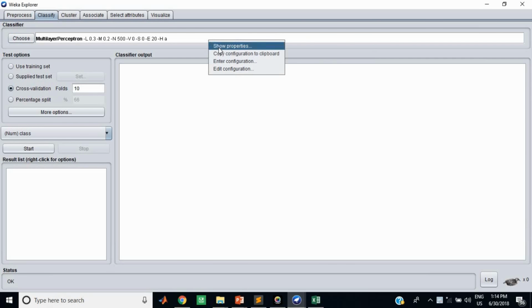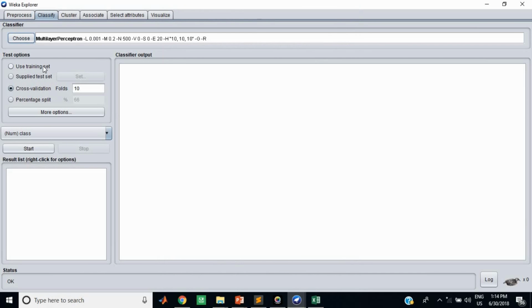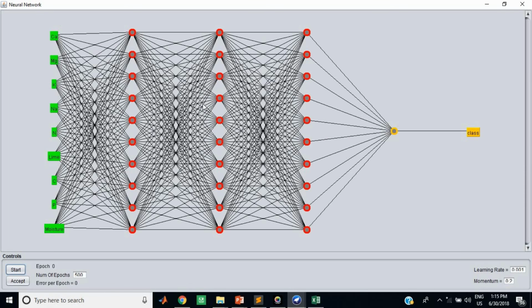So now let's choose the parameters. Now to visualize the neural network, we have to set this to true and then set our hidden layers. So here we have used 3 hidden layers with 10 nodes each, but in our code we have used 500 nodes. But to visualize it properly in a figure window, we are using 10 nodes. So now let's set it, and the learning rate here we have selected 0.001. Set it to OK.